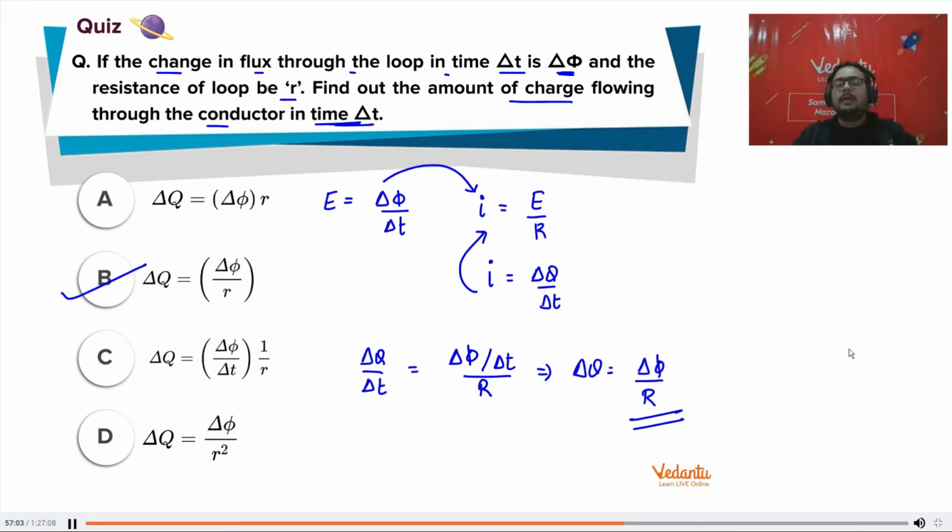Any doubt in this? Delta t will get cancelled out. Delta t क्या हो जाता है? Cancel out हो जाता है. Any doubts in this? So once I use the Faraday's law and then the relation that rate of flow of charge is called current. Yeah, I think this has been asked in mains. IIT JEE mains, a question has been asked previously in mains.